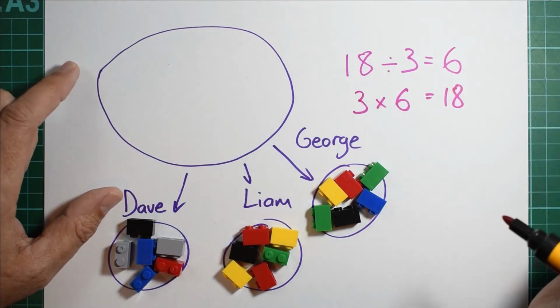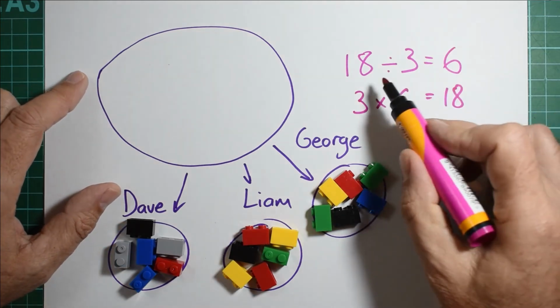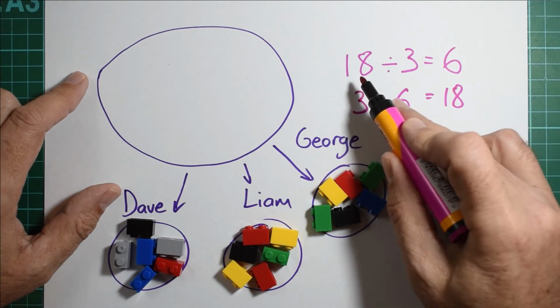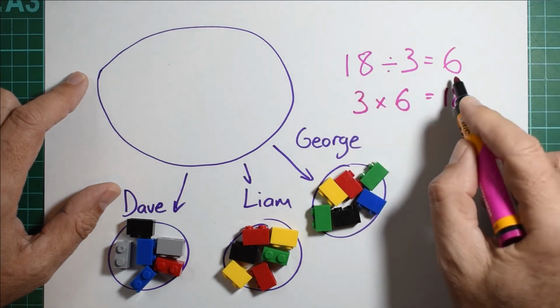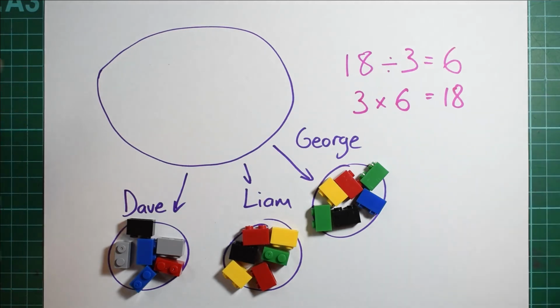That's something that we'll have a look at later on, but it's a handy thing to know, because if you know this fact that 18 divided by 3 is 6, you also know 18 divided by 6 is 3. You get some basic facts for free.